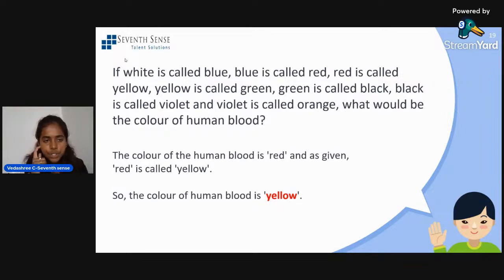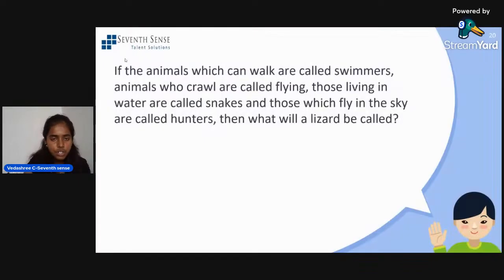Not orange. So here it is given right in the question, red is called as yellow. Red is called as yellow. So now the color of human blood is red. So in the question it is given red is called as yellow. So the color of human blood is yellow. That's it. So next question.